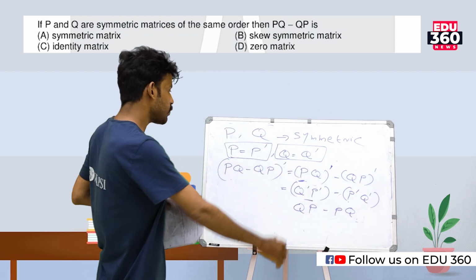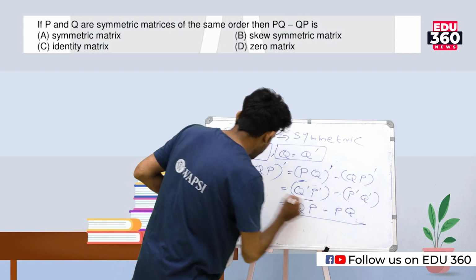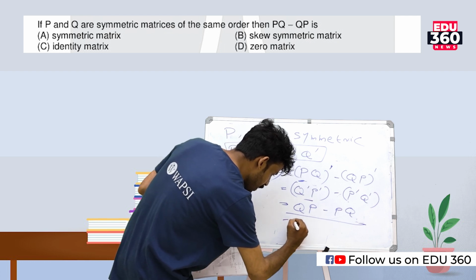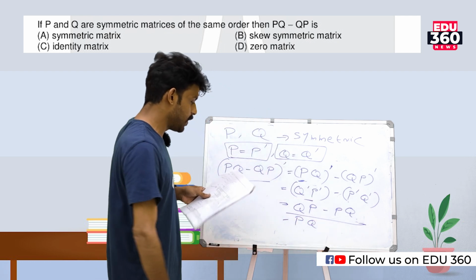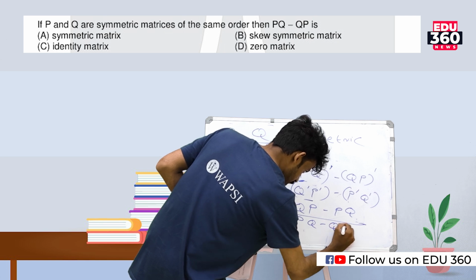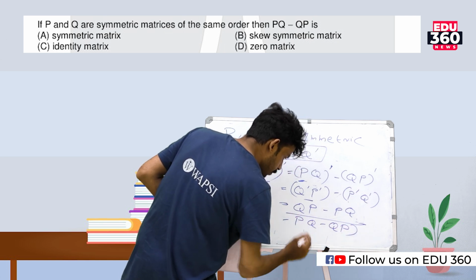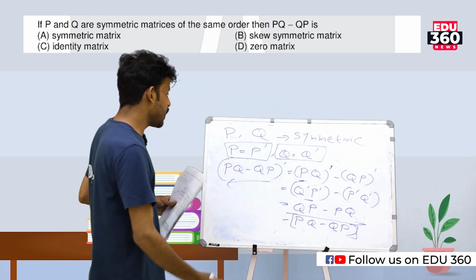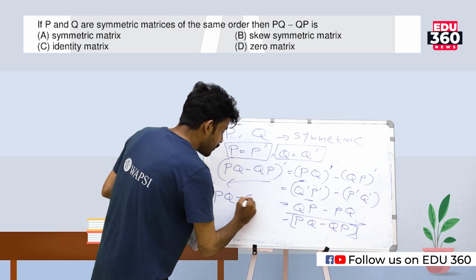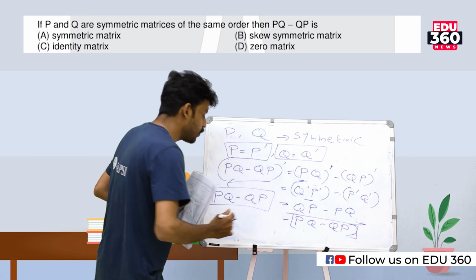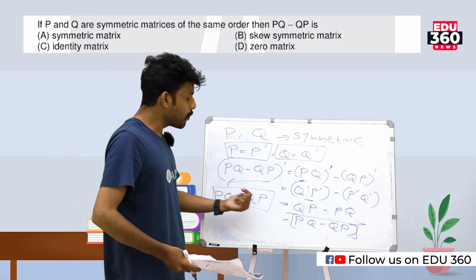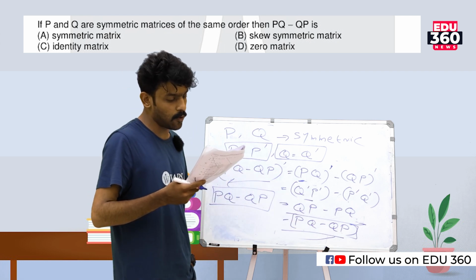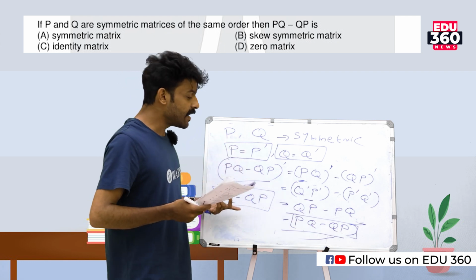QP minus PQ. So this is the right hand side, this is the left hand side. We can rearrange this, so it will become minus of PQ minus QP. That means we are taking minus common outside: minus of PQ minus QP. In the question we need to find PQ minus QP, and we got the answer that it is equal to minus of PQ minus QP.